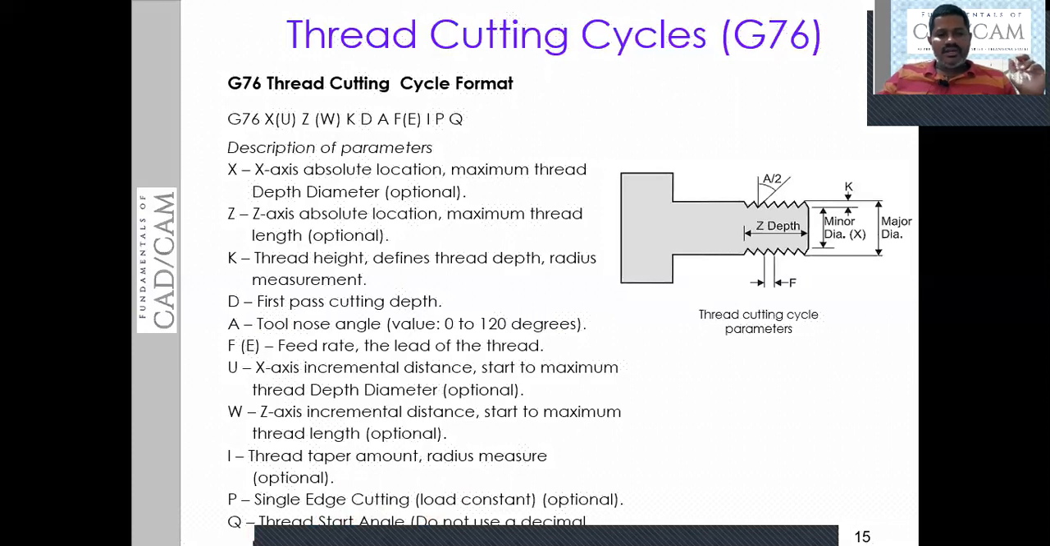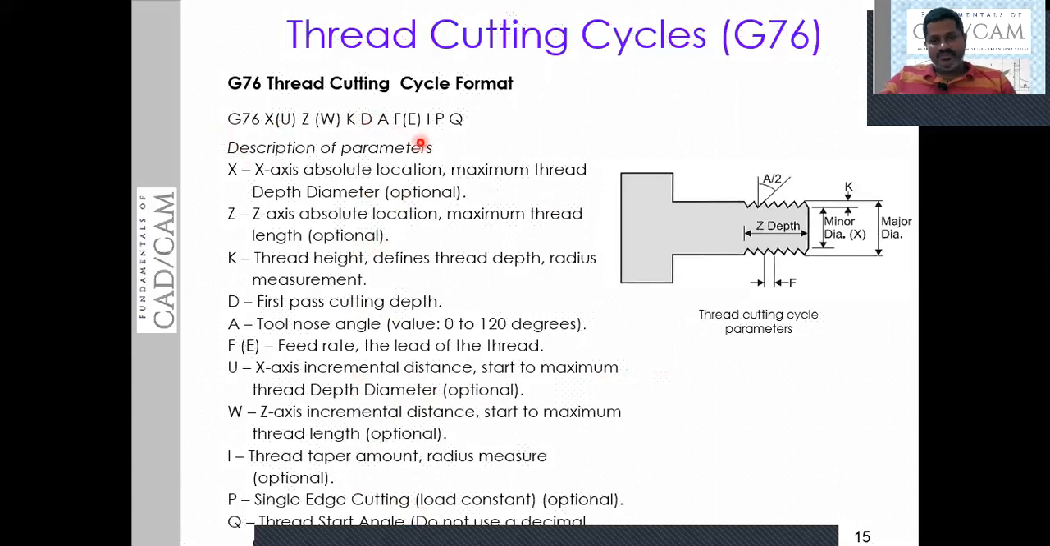Then thread start angle. So what will be the start angle of the thread? Sometimes the start angle of the first thread and the remaining threads can vary, because our requirement is to insert a nut on the thread. So during starting, the angle of the thread is a little bit different than the remaining threads. So that also we can specify, what will be the angle of the start thread. So this is called the thread cutting cycle. We provide all the values. We are going to call this syntax in a sample program.